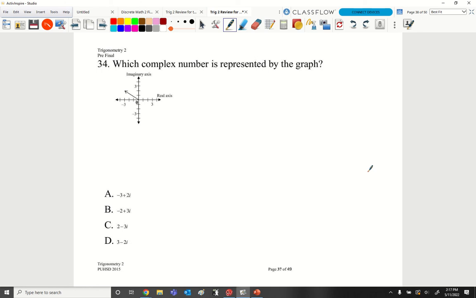All right, so which represents this? We're going to write this number in rectangular form. That means the real first plus whatever your imaginary. So this point in this location right here, what's my real? Negative 3 and plus 2i, because it's up two in the i direction.